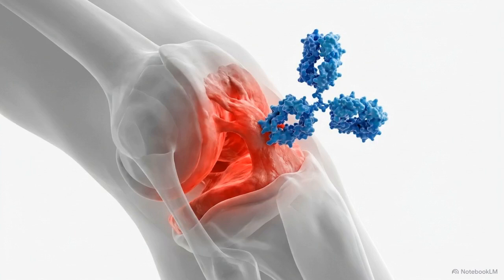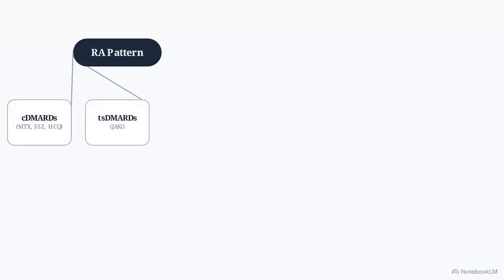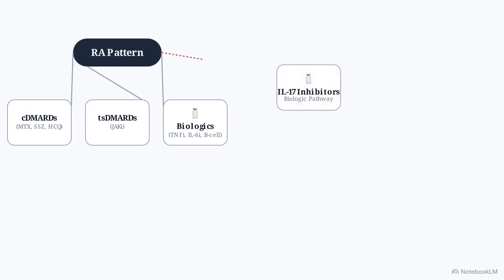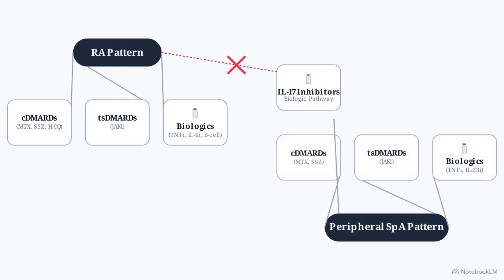Identifying the clinical pattern allows for the deployment of precisely targeted pharmacological treatments. For the RA pattern, the effective arsenal includes methotrexate, JAK inhibitors, and biologics targeting TNF, IL-6, or these cells. Utilizing IL-17 inhibitors for RA will result in limited efficacy, as it targets the wrong immune pathway for that disease. For the peripheral SPA pattern, clinicians utilize TNF and JAK inhibitors, along with the IL-17 and IL-23 inhibitors that are highly effective for this pathway.